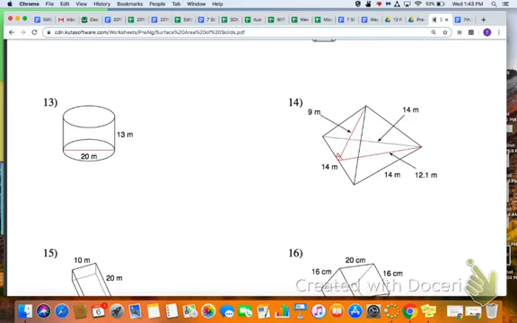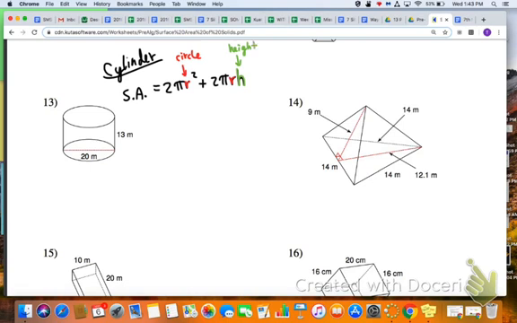Number 13. This is a cylinder. And a way you can think of a real life cylinder would be like a can. Any canned food you buy is essentially a cylinder shape, okay? Or like a can of pop, okay? So for cylinders, our surface area formula is 2 pi r squared plus 2 pi r h. Okay, again, the r stands for radius, so we're talking about circles, and h stands for the height of the cylinder.